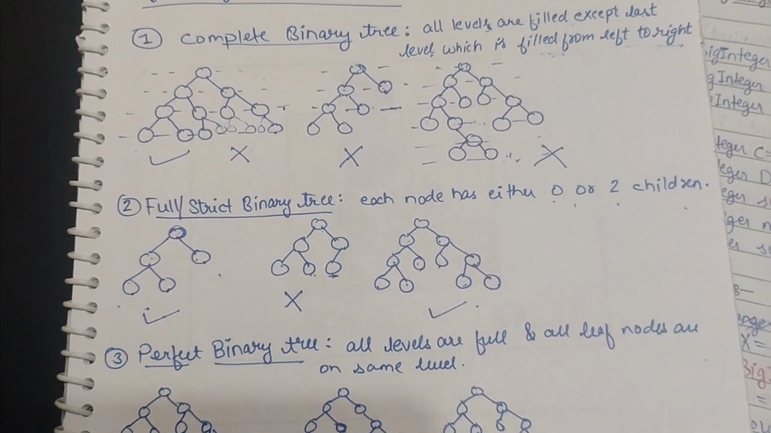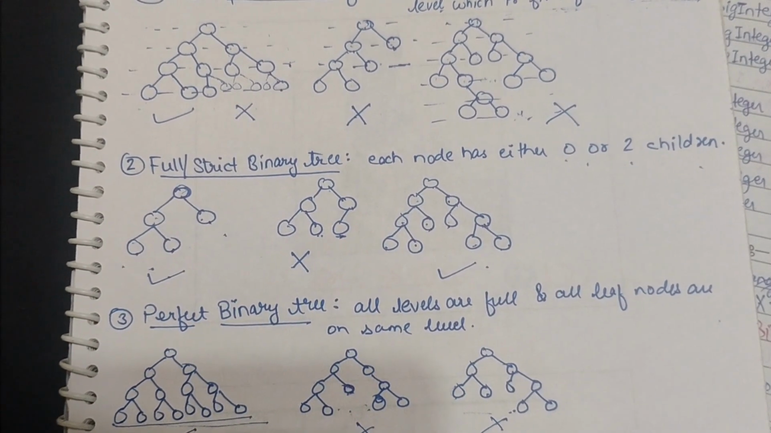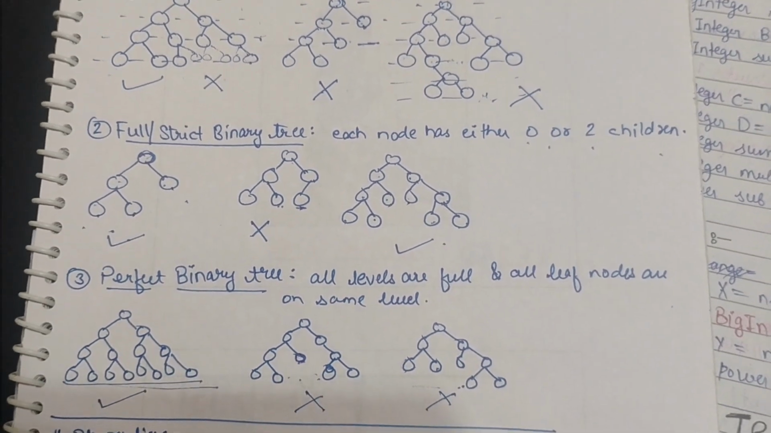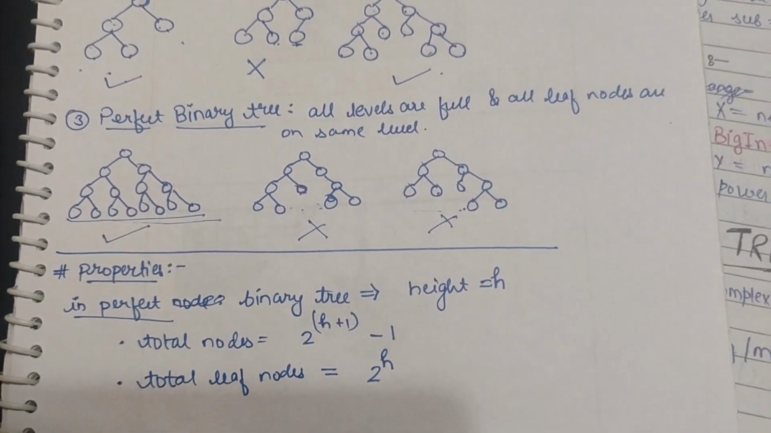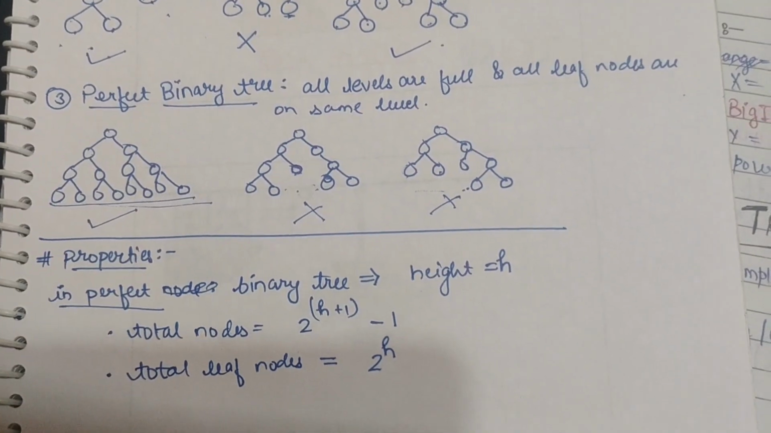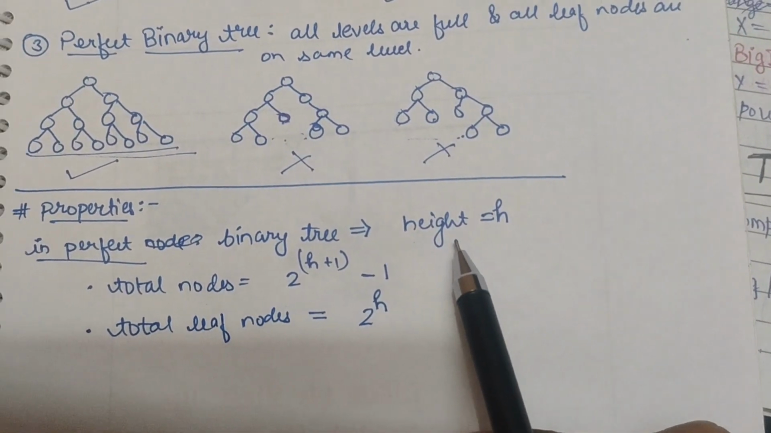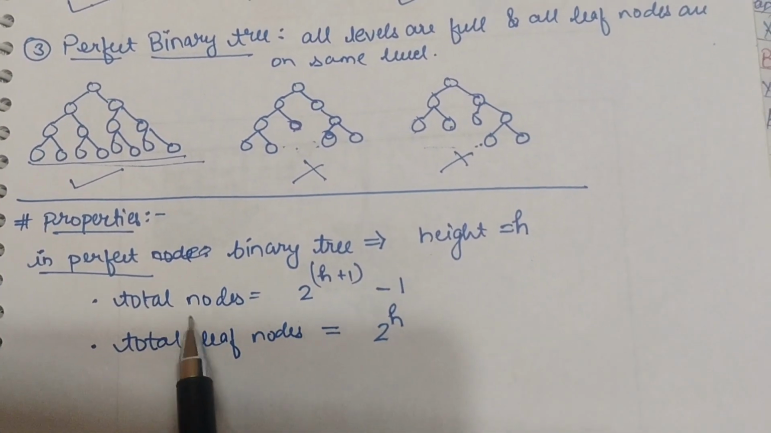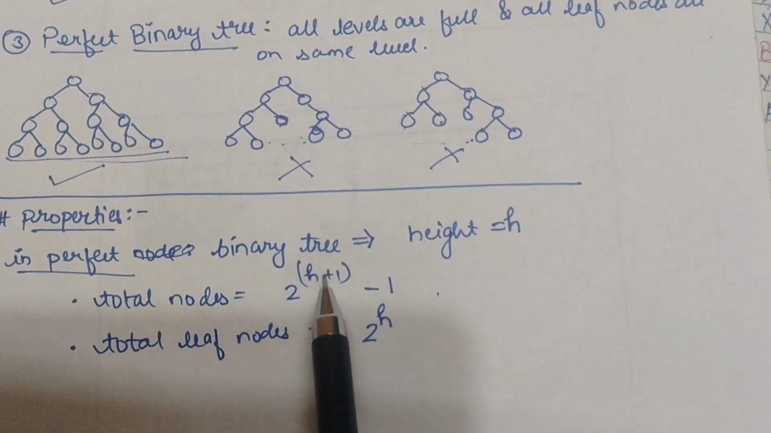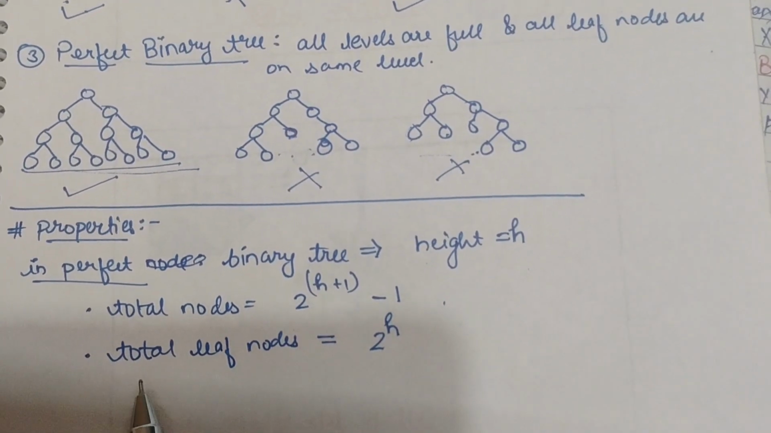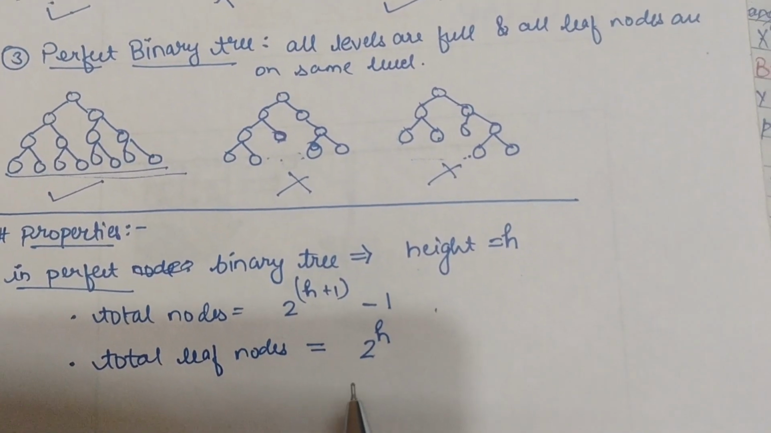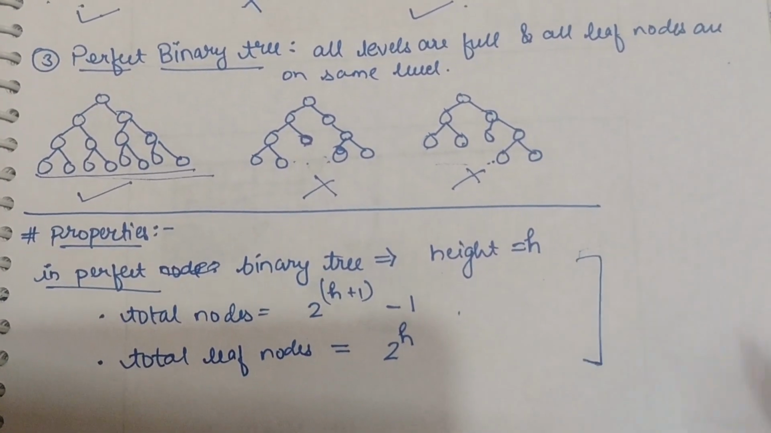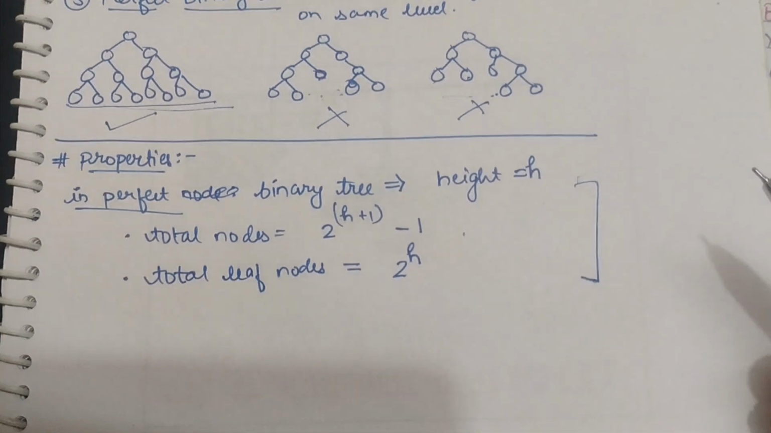Okay, so with this we have completed the 3 types of binary trees, which are very important and mostly asked in coding rounds. Okay, so now the last thing, we have some properties of the perfect binary tree. So here, if the height of a perfect binary tree is h, we can find the total number of nodes by this formula, that is 2 raised to h plus 1, minus 1, and the total leaf nodes in that perfect binary tree is 2 raised to h. So this is a shortcut formula to find the total nodes and total leaf nodes.